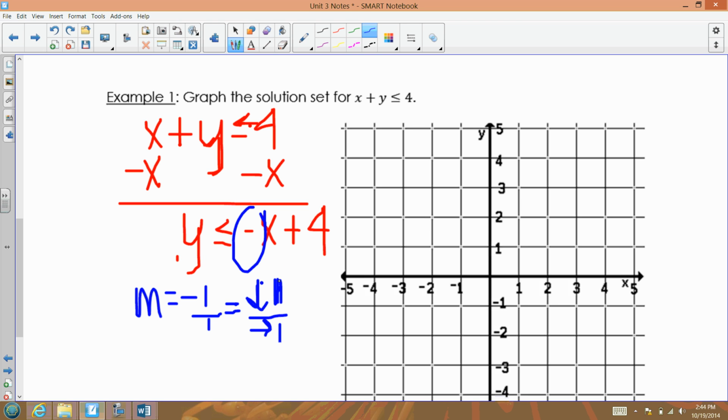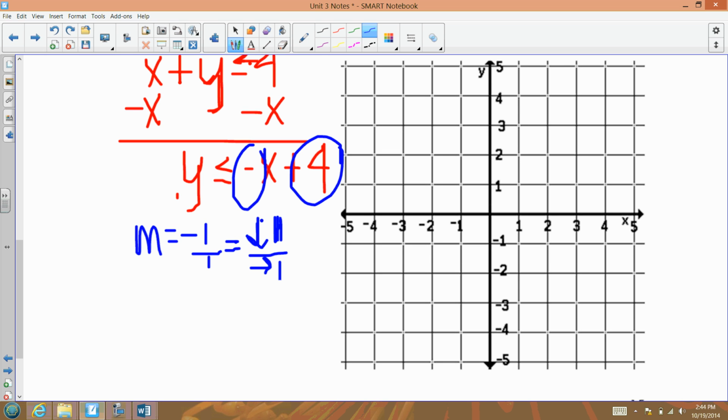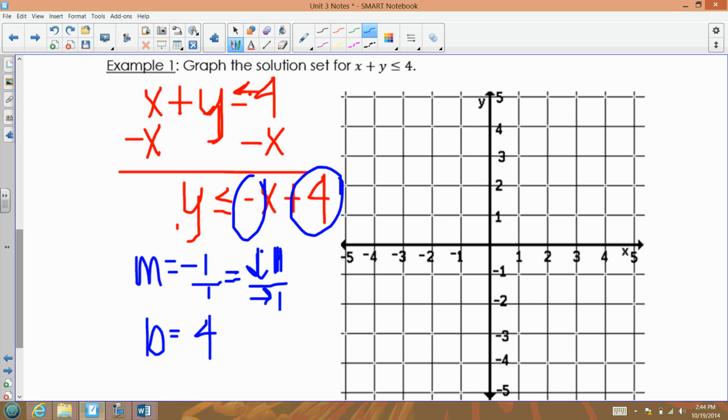So my starting point, or my y-intercept, is going to be +4. So what I'm going to do is I'm going to start up at 4, and I'm going to go down 1, right 1. Down 1, right 1, down 1, right 1, down 1, right 1. You keep doing it, and then you can backtrack and go the other way. So it'd be left 1, up 1, or up 1, left 1.